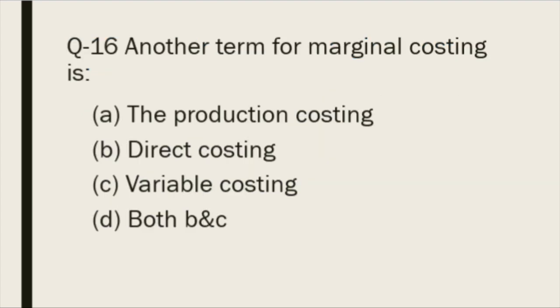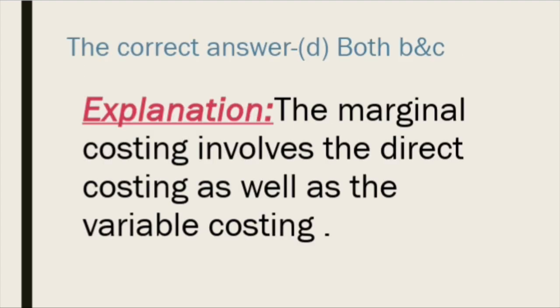Next question is, what do you know about the marginal costing? Another term for marginal costing. The options are production costing, direct costing, variable costing, both B and C. The correct answer is both B and C. The reason is that marginal costing involves the direct costing as well as variable costing.